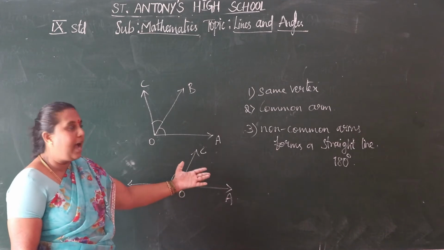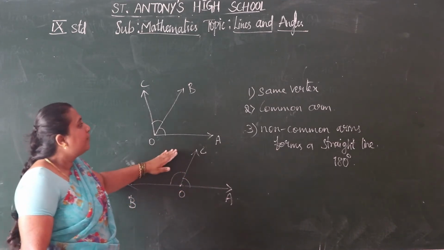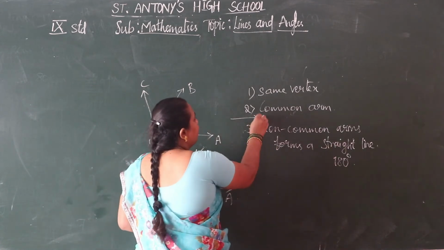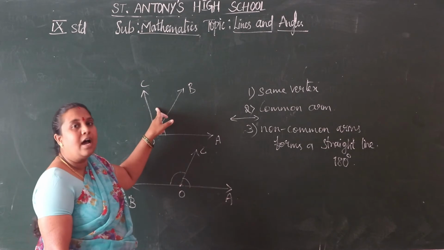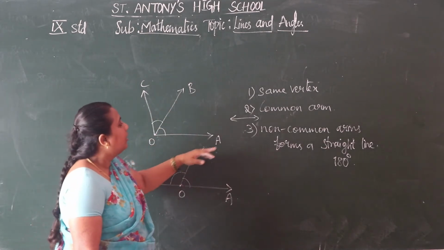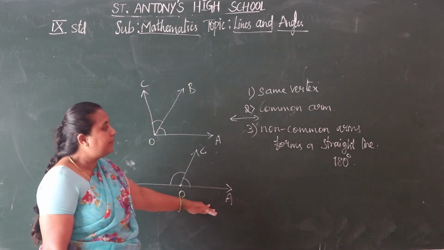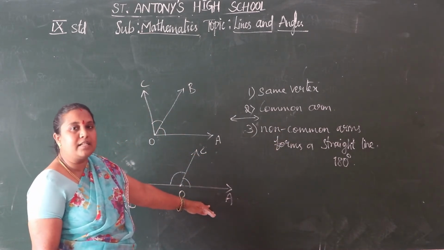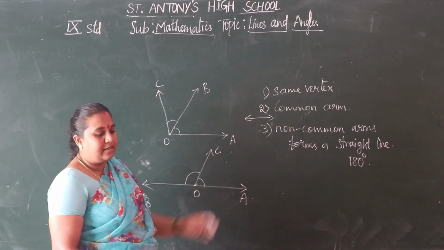Understood now? So in one concept, when two conditions are applying, we can say they are adjacent angles. Then the third condition, non-common arms forming a straight line, that is 180 degrees, means we can say it is a linear pair of angles.